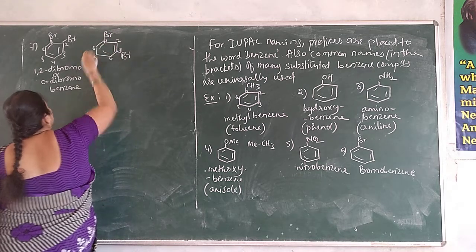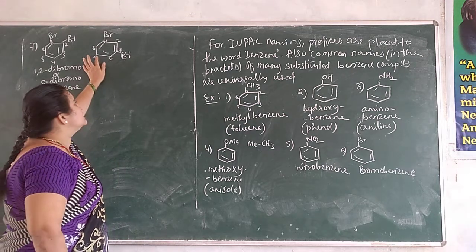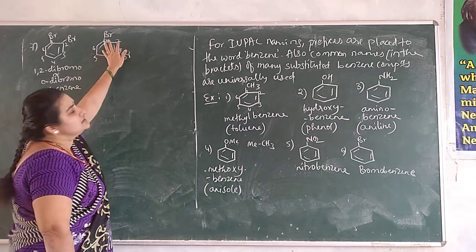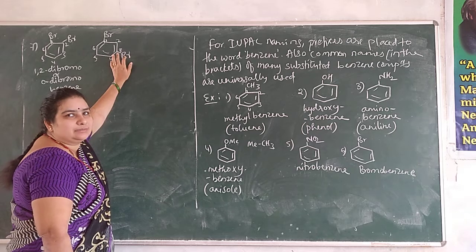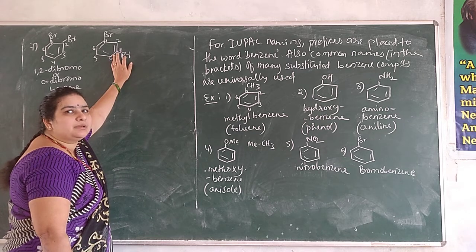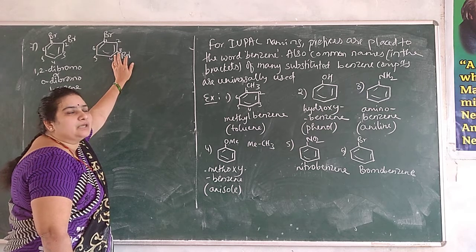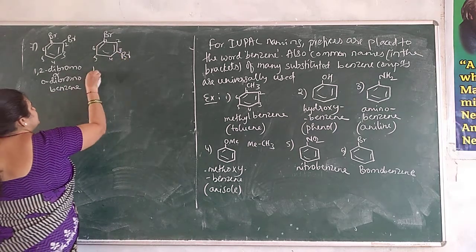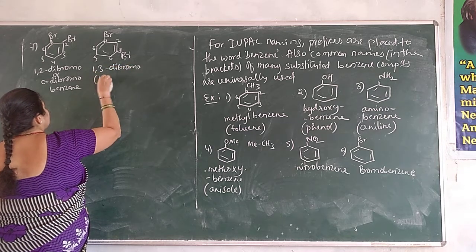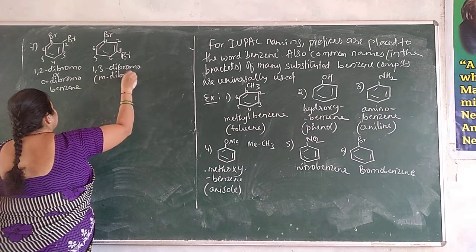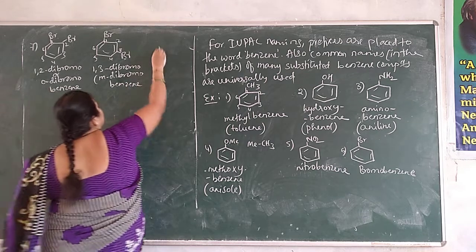4, 5, 6. Now, see here, I can number it in the anti-clockwise direction also. 1, 2, 3, 4, 5, 6. Then this Br is getting the highest number. That is not possible. Okay, the group should be having as much minimum number as possible. Okay, so 1,3 dibromobenzene, or it is called meta-dibromobenzene. So like this we are going to name the substituted compound.